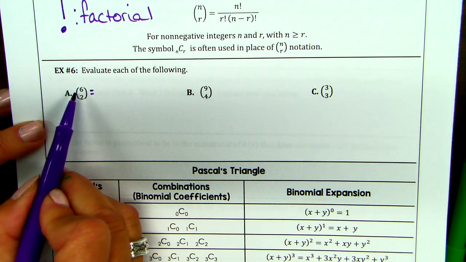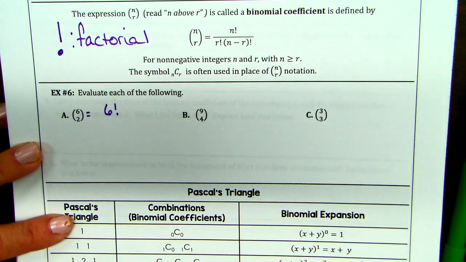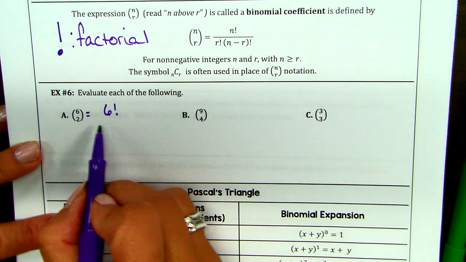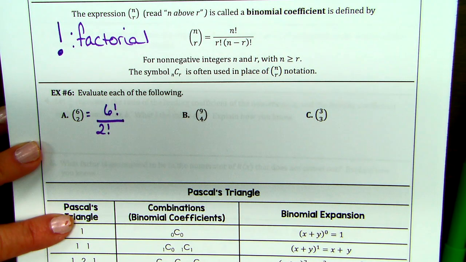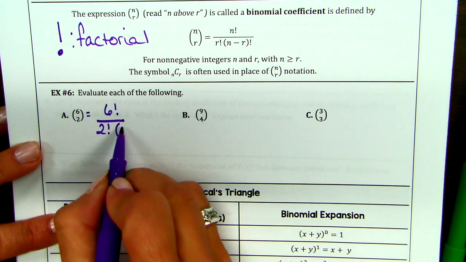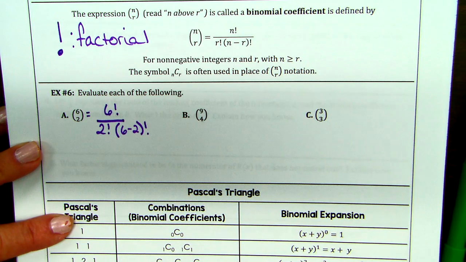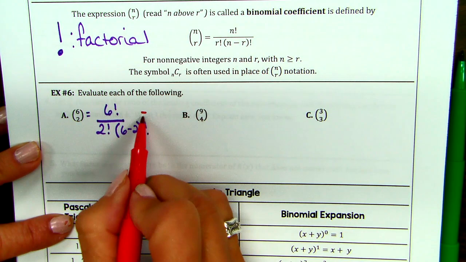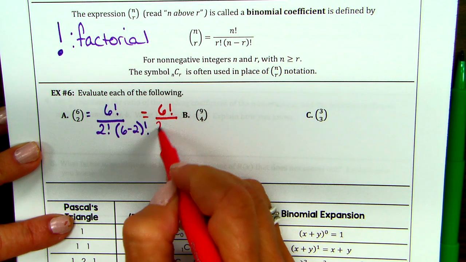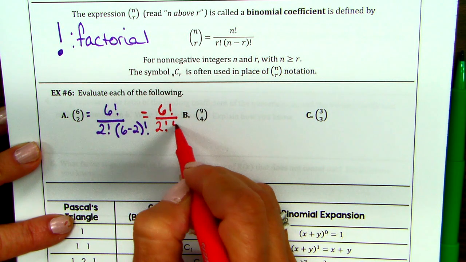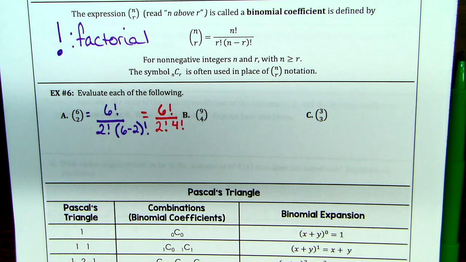The top number would be your n, so I'm going to start with that. So that would be 6 factorial. And I know you don't know what that means yet. We're going to get to it. Over the bottom number, factorial, times the two numbers subtracted, factorial. Now, that's the last time we ever need to write it like that. We can go right to 6 factorial over 2 factorial times 4 factorial. Okay? So you don't have to write both steps.